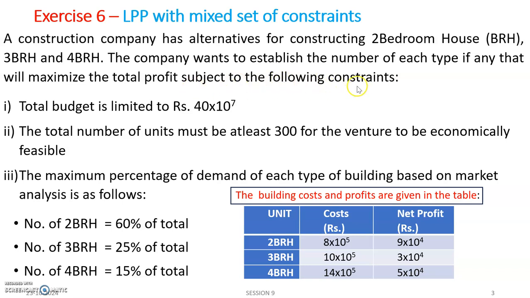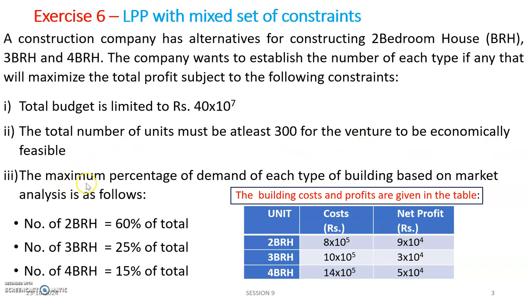Now the constraints that are given here: the total budget is limited to rupees 40 into 10 power 7. So budget restriction is given. The second constraint is the total number of units must be at least 300 for the venture to be economically feasible. Meaning the total number of 2-bedroom plus 3-bedroom and 4-bedroom houses constructed by the company should be at least 300 for the venture to be economically feasible.